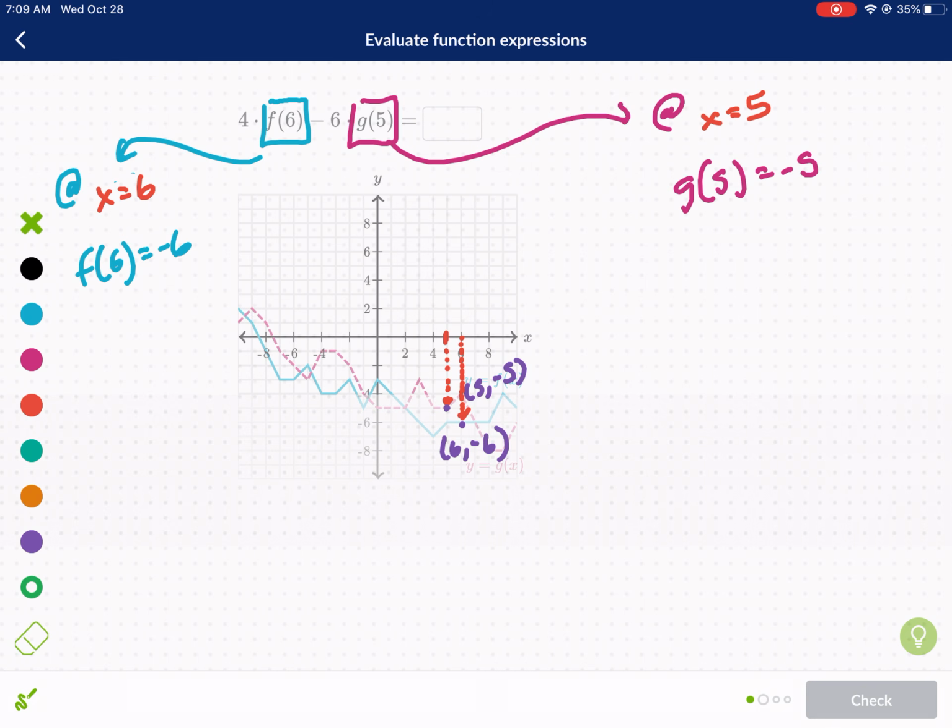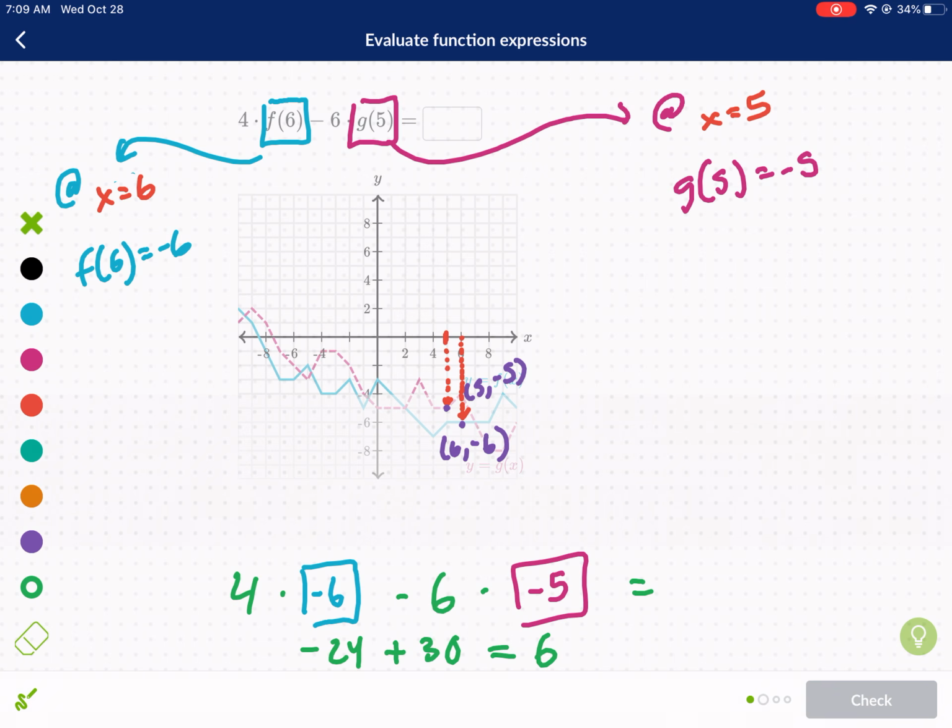So what we're going to do down here is rewrite the equation: 4 times the blue box minus 6 times the pink box. We're going to put in a negative 5 for the pink box because that was the evaluated function at g of 5. And then we're going to put negative 6 for the blue box because that was the value of y when we inputted 6 for x into the blue graph. And then we're going to simplify. So we have 4 times negative 6 is negative 24, minus, oh, actually it's going to be plus because we have a negative times negative. That's positive 30. We're going to get 6 for our solution. So that's the simplified form of the expression.